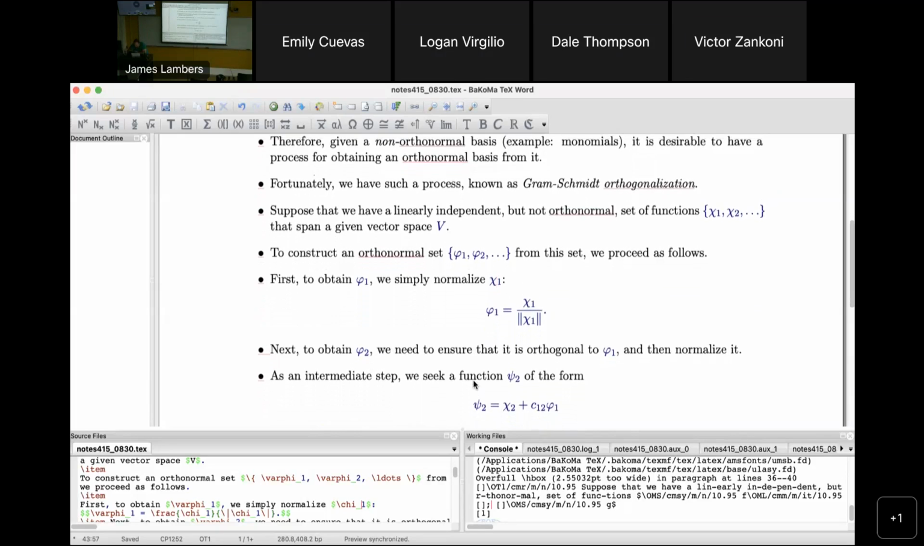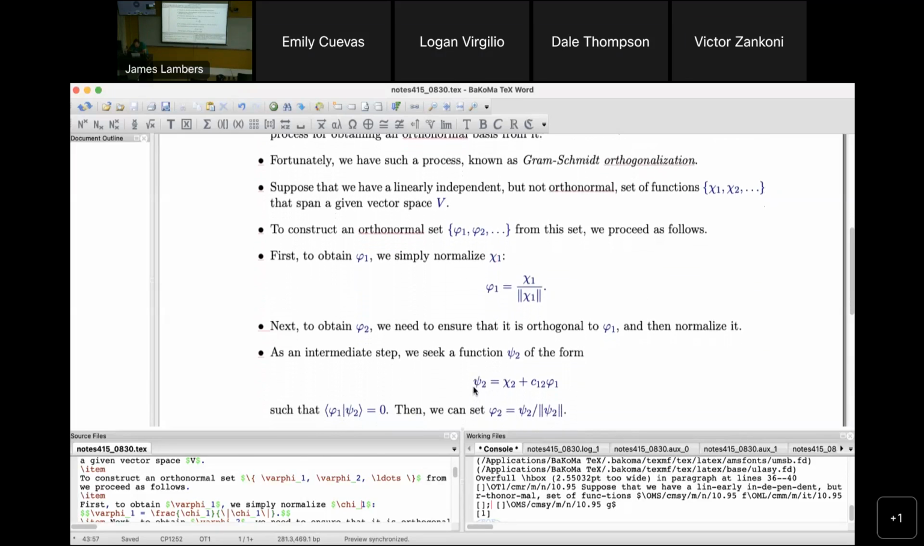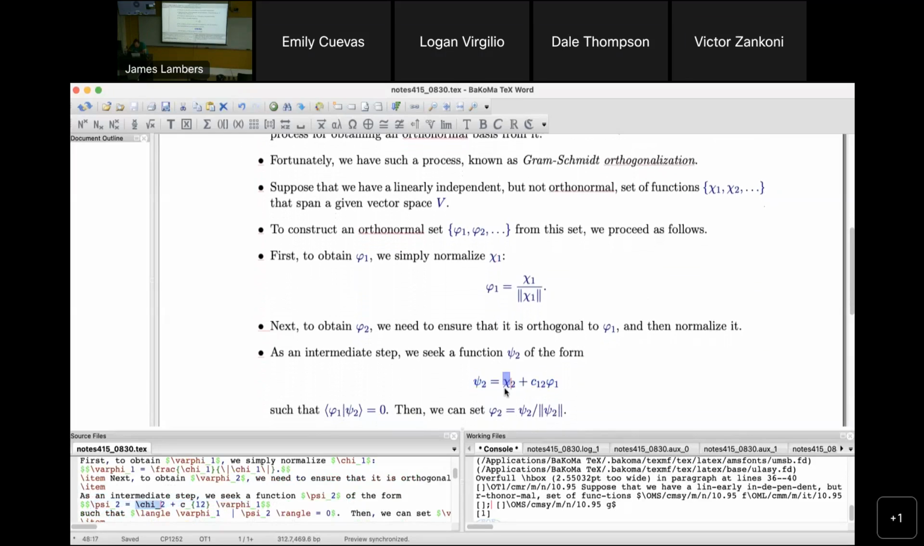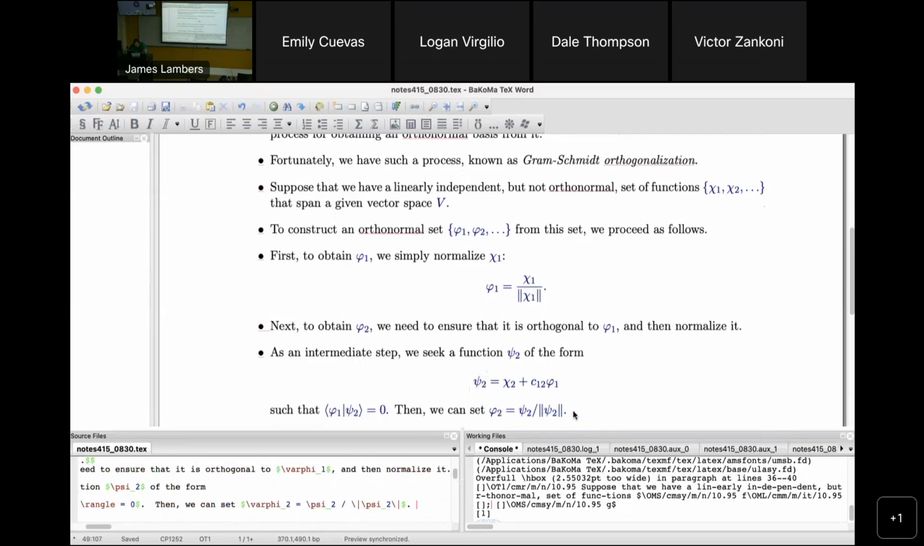So what we're going to do is find an intermediate function, psi2, and we want to choose psi2 in such a way that it is orthogonal to phi1. In other words, their scalar product has to be 0. Once we have psi2, then we get phi2 by normalizing it. So then phi1 and phi2 will form a two-function orthonormal set.